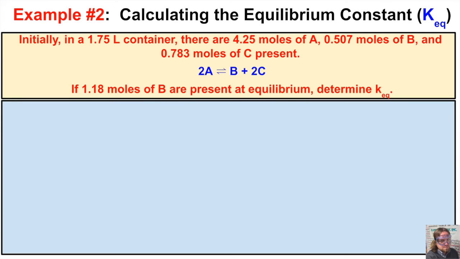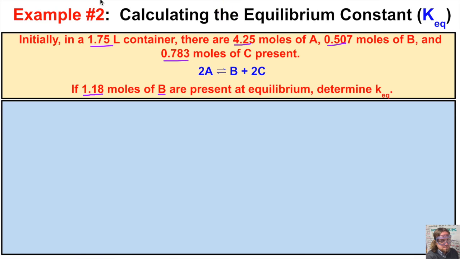In this second example, it says initially in a 1.75 liter container, there are 4.25 moles of A, 0.507 moles of B, and 0.783 moles of C present. So here's our chemical equilibrium, our chemical reaction right here. Furthermore, it says if 1.18 moles of B are present at equilibrium, we have to determine KEQ. So we're trying to calculate the equilibrium constant.